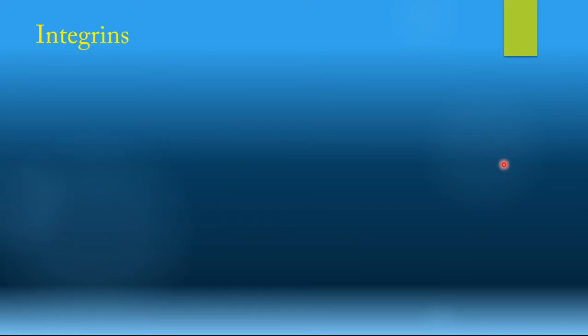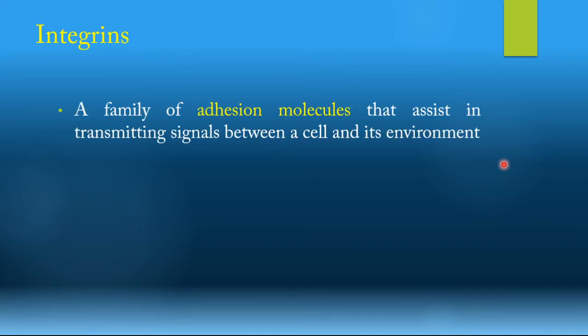So starting off, one of the molecules that assist in the whole binding and the whole interactions are integrins. Integrins are small adhesion molecules. They allow basically for the cell to bind to its environment and get affected by its environment even better. So they assist in the transmitting of the signals between the cell and its environment. They are adhesion molecules, so they bring cells closer to its environment.